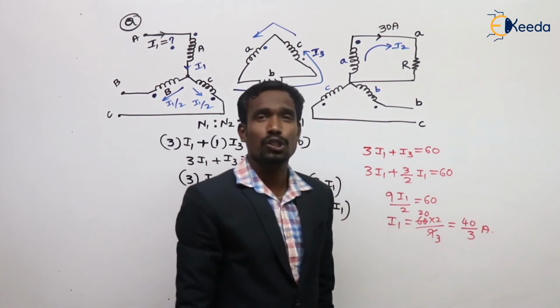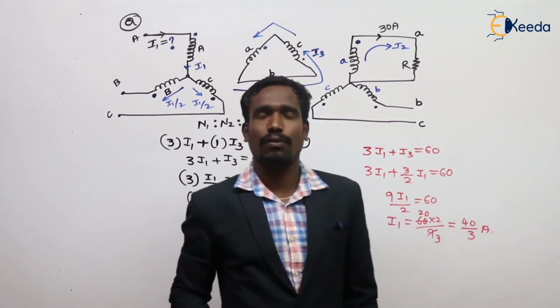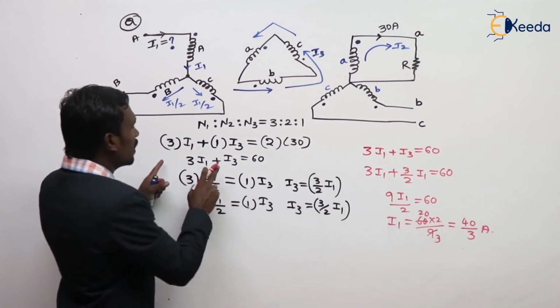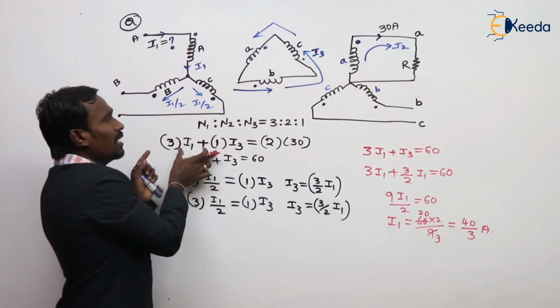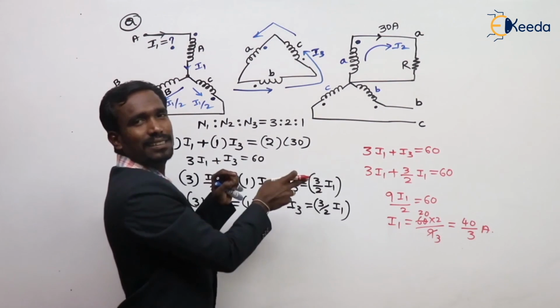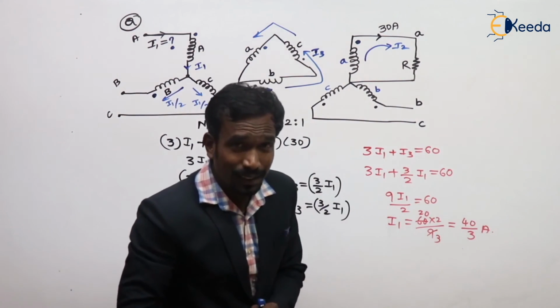This is the way questions are asked on the MMF balancing equation. Very important for our competitive exams. Did you understand what happens here? Just MMF balancing: which currents enter the winding on one side and which leave the winding on the other side. That is balancing, and then only we can get the answer. Very easy question. Okay? Thank you.